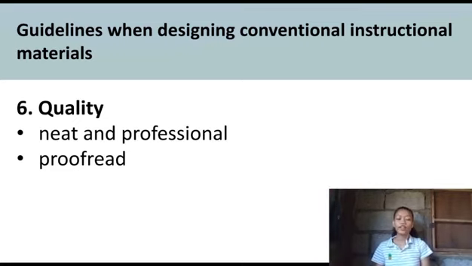That's it for guidelines when designing instructional materials. Again, we have 6 guidelines to follow when designing conventional instructional materials. Number 1 is unity. Number 2, simplicity. Third is legibility. Fourth, consistency. Fifth, clarity. And the last one is the quality.